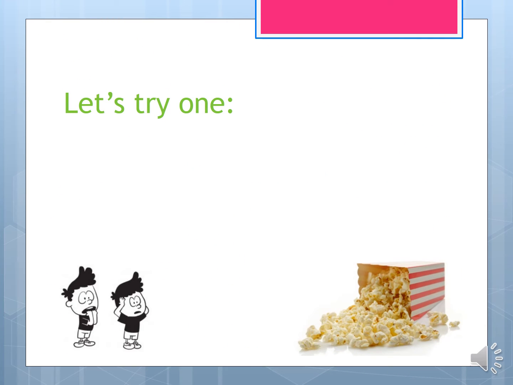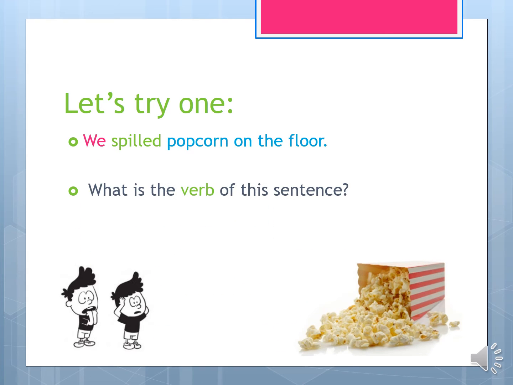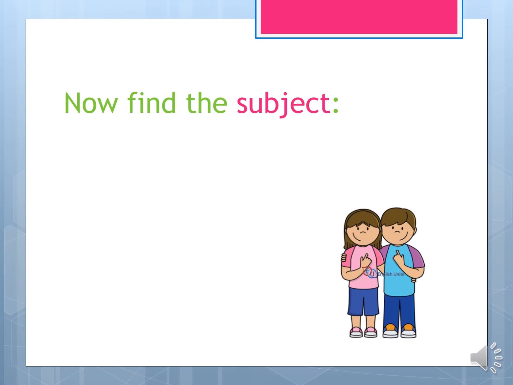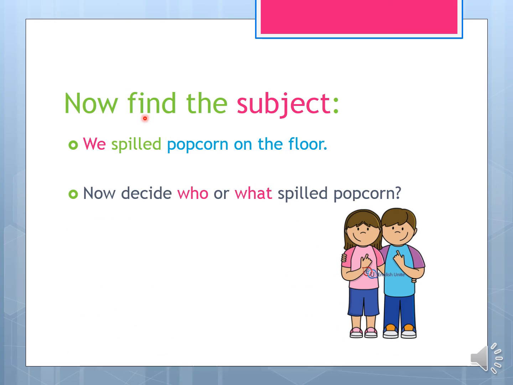Let's try one. We spilled popcorn on the floor. What is the verb of this sentence? Spilled is the verb of this sentence. Now find the subject. We spilled popcorn on the floor. So where's the verb? The verb is spilled. Now you have to decide who or what spilled popcorn. We spilled popcorn on the floor.